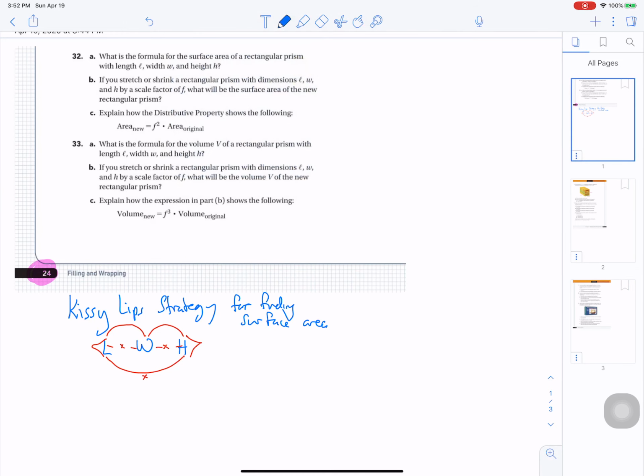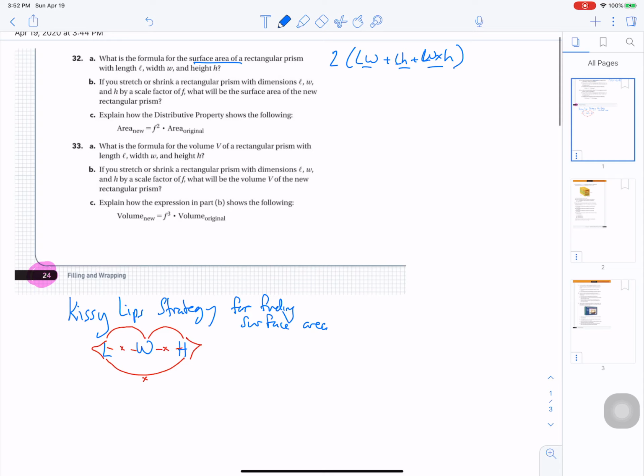I want to talk about question 32. Getting the surface area of a rectangular prism, we just basically did it, right? It's twice the length times the width plus the length times the height plus the width times the height, because in all we have 6 sides. Here we have 1, 2, 3, and double it, you've got 6 sides. Now, if you stretch or shrink the rectangular prism with the dimension length times width times height by a scale factor of f, what will be the new surface area?